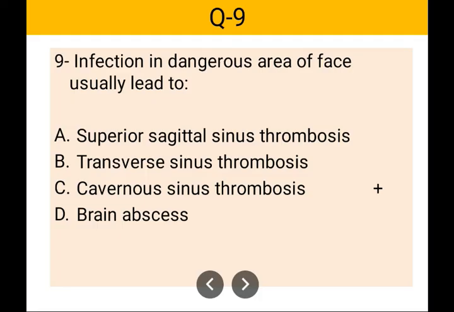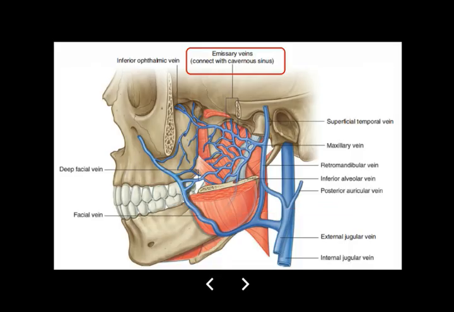Infection in the dangerous area of the face usually leads to cavernous sinus thrombosis, as we see from the relationship over there.